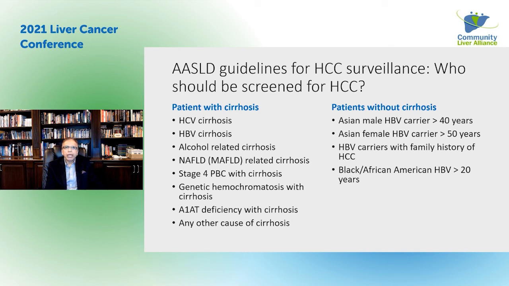Now, how about patients who actually do not have cirrhosis, but have significant risk factors for HCC development? This group includes patients with hepatitis B: an Asian male older than 40 years, an Asian female older than 50 years, patients with hepatitis B at any age with family history of HCC, and Black and Africans with hepatitis B greater than 20 years. So these patients need to undergo surveillance in the absence of cirrhosis. That is, with or without cirrhosis. Next slide.